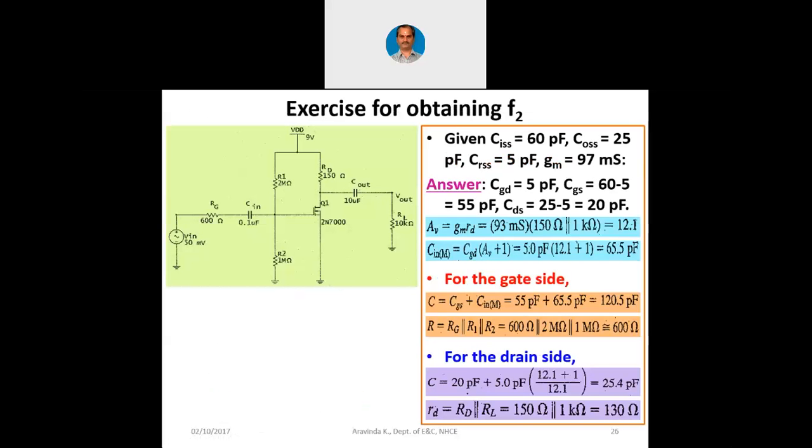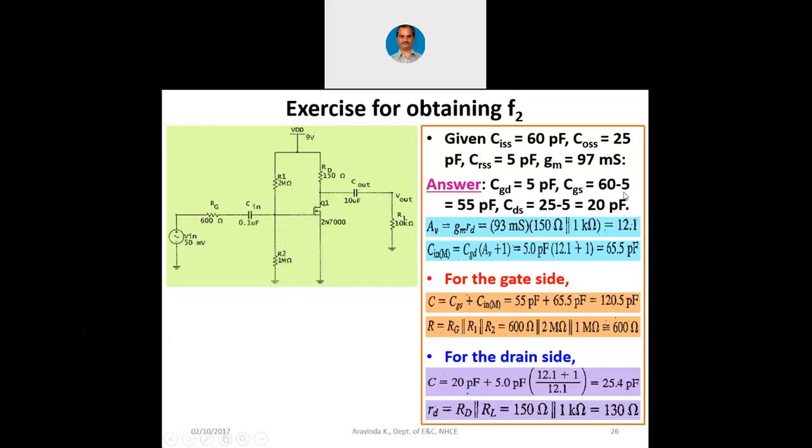Let us have the last two exercises using this particular approach. Exercise for obtaining F2 or FH for the given FET circuit. Given CISS is 60 picofarad, COSS is 25 picofarad, CRSS is 5 picofarad, and GM is 97 millisiemens. Now, using the approach which was discussed earlier, we get CGD equals 5 picofarad, CGS equals 60 minus 5 is 55 picofarad, CDS equals 25 minus 5 is 20 picofarad.